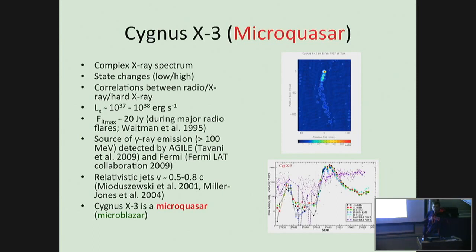It also produces very large flares, 20 Janskys during major flares, and relativistic jets. So SIG-X3 is actually a microquasar, and in truth, it's more likely a microblazar. This is from a 1997 observation of the jet, and as in this case you can see, it's essentially one-sided in these observations. You can often see the counterjet, but it's much weaker and consistent with these sort of velocities.